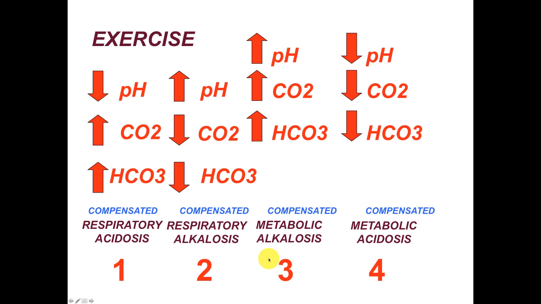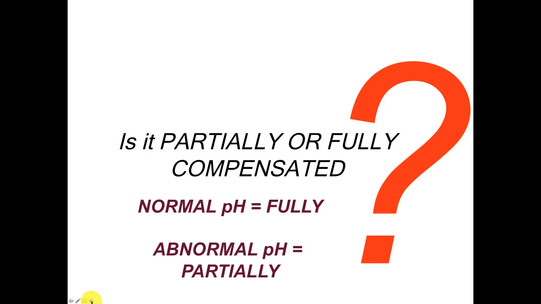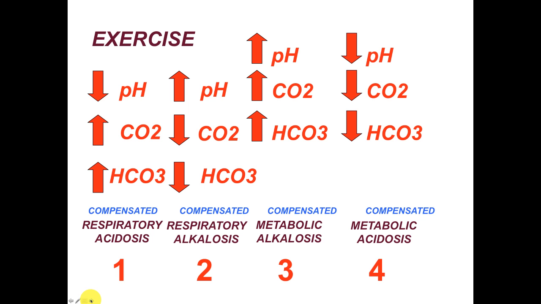Which brings us to the last question. How do you know if it's partially compensated or fully compensated? Now, this is easy. All you have to do is look at pH. If the final pH is normal, then that's fully compensated. If the final pH is not yet normal, then that's partially compensated. So let's apply. Here, we see that the pH is still not normal.